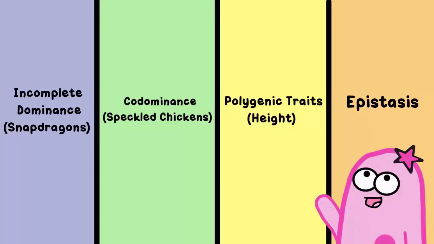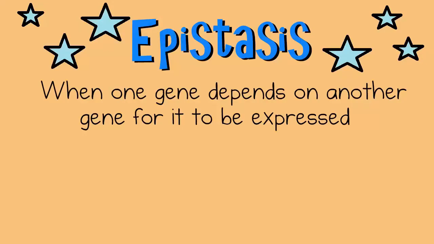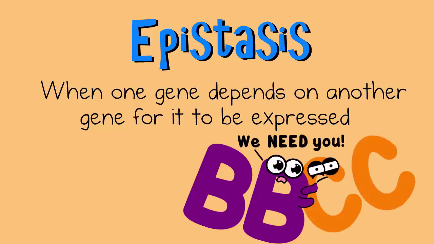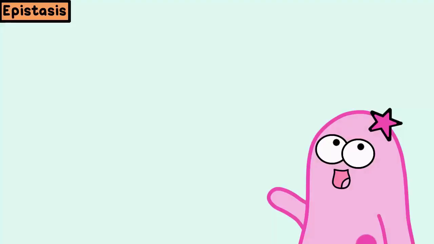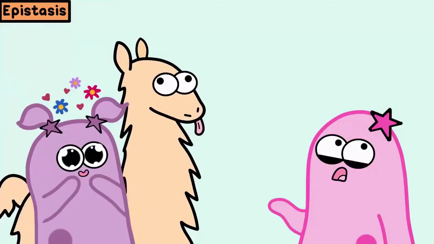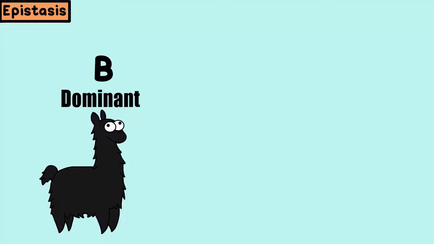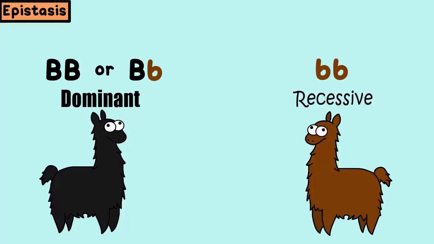And finally, one more thing that we want to talk about. Epistasis. Epistasis is when one gene really depends on another gene for it to even be expressed. I mean, it really depends on this other gene. So let's pick an animal like a llama. Let's say this llama has a dominant big B allele, which means its wool will be black. So big B, big B or big B, little b means that it will have black wool. And let's say that if a llama has a pair of recessive alleles, little b, then it will have brown wool.